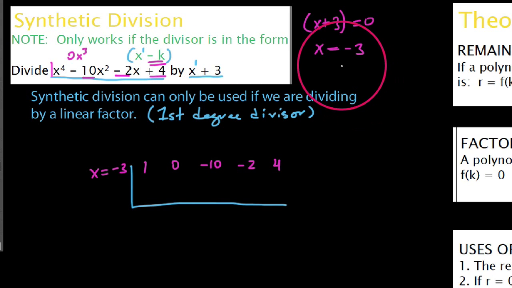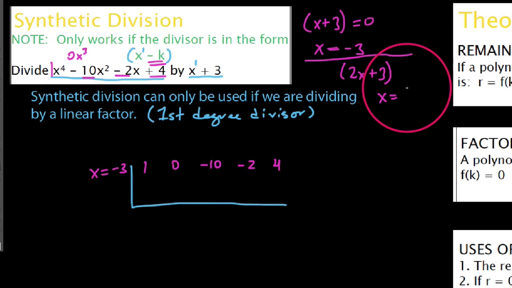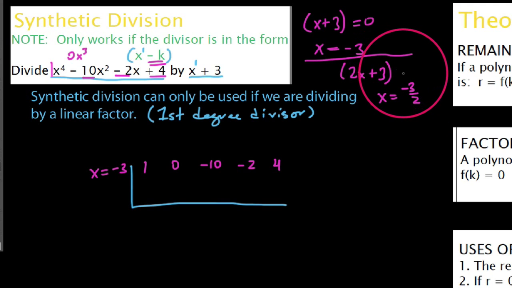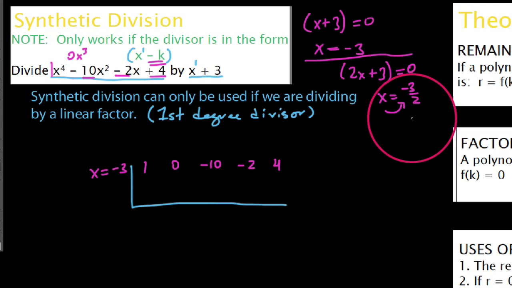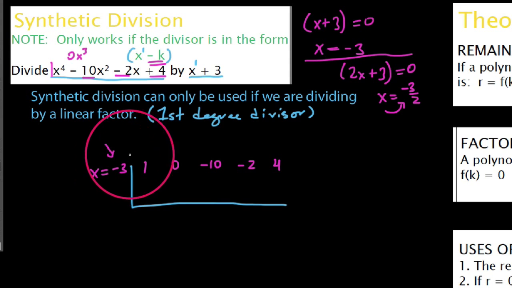But if I were dividing by 2x plus 3, and this is hypothetical, then what I would put for an x value on the outside is negative 3 halves. The reason is that when I set this equal to 0 and solve it, the x value we're actually using is negative 3 halves. Because we're dividing by x plus 3, you can think of it as an opposite, so I'm going to put a negative 3 out here. But this is really the divisor x value associated with this potential factor.